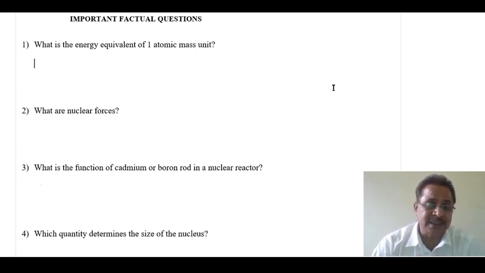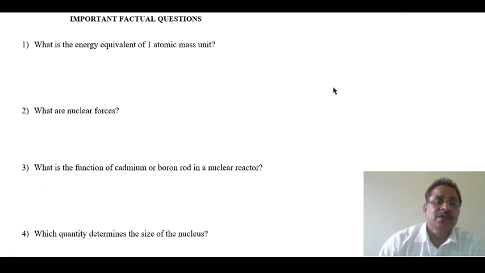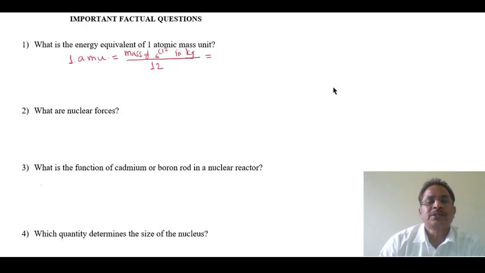For that we must understand what an atomic mass unit is. So 1 AMU, an atomic mass unit, is taken in nuclear physics to be equal to the total mass of a 6C12 carbon atom in kilograms, divided by 12, that is the total number of nucleons contained in the carbon nucleus. If this division is carried out, it comes to be 1.66 into 10 raised to minus 27 kilograms.